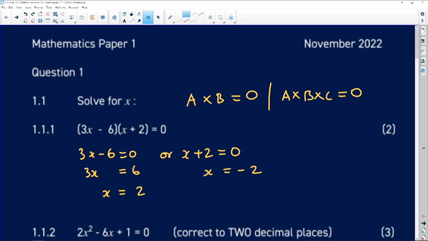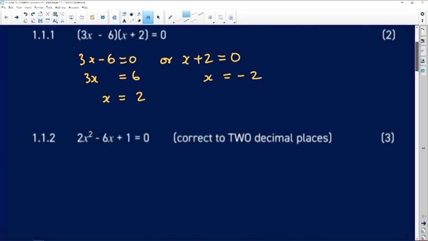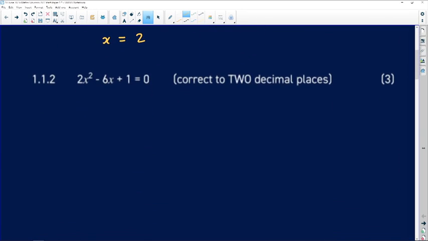All right. Now, moving on to 1.1.2, we are asked to solve for x if 2x² - 6x + 1 is equal to 0. Now, this hint that they gave us here tells you that you can't factorize. So unfortunately, we cannot factorize this, so we have to use the quadratic formula, right? The quadratic formula requires you to have a value of a, a value of b, and the value of c. Fortunately for us, the quadratic equation is already written in standard form.